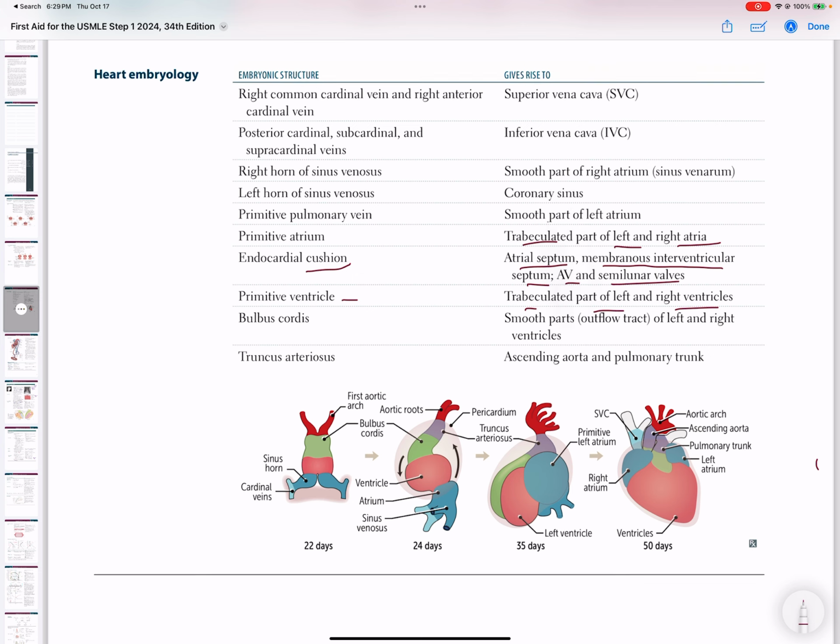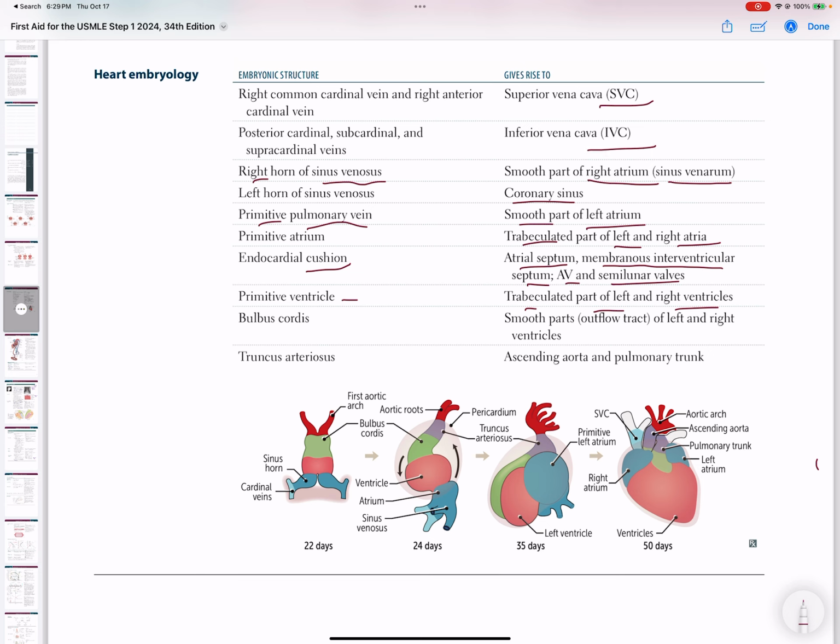Also, the smooth part of the left atrium is formed from the primitive pulmonary vein. Now, the smooth part of the right atrium, that is the sinus venarum, is from the right horn of the sinus venosus. Left horn, on the other hand, gives rise to the coronary sinus. Now coming to the common cardinal veins, that gives rise to the vena cava. Right common cardinal and the right anterior cardinal vein give rise to SVC. Posterior cardinal, subcardinal, and supracardinal give rise to IVC.